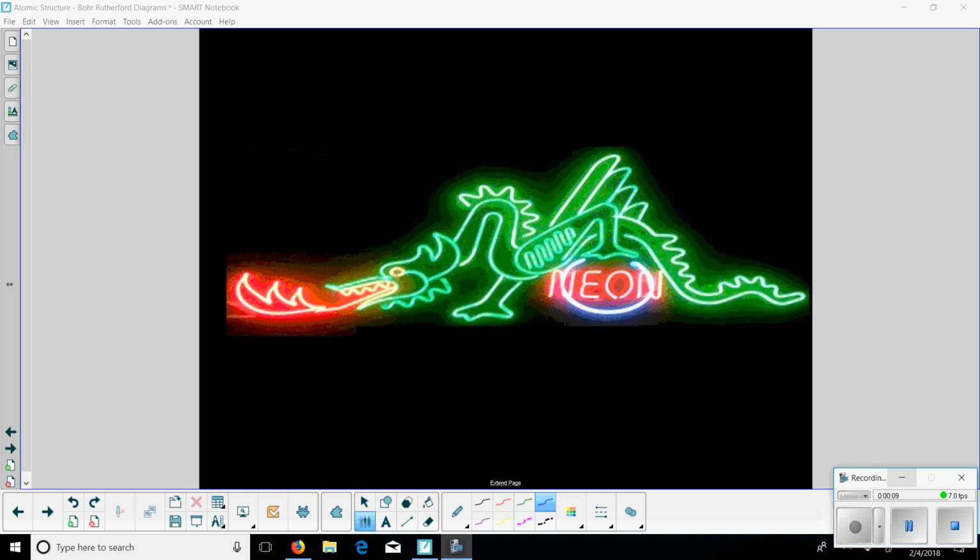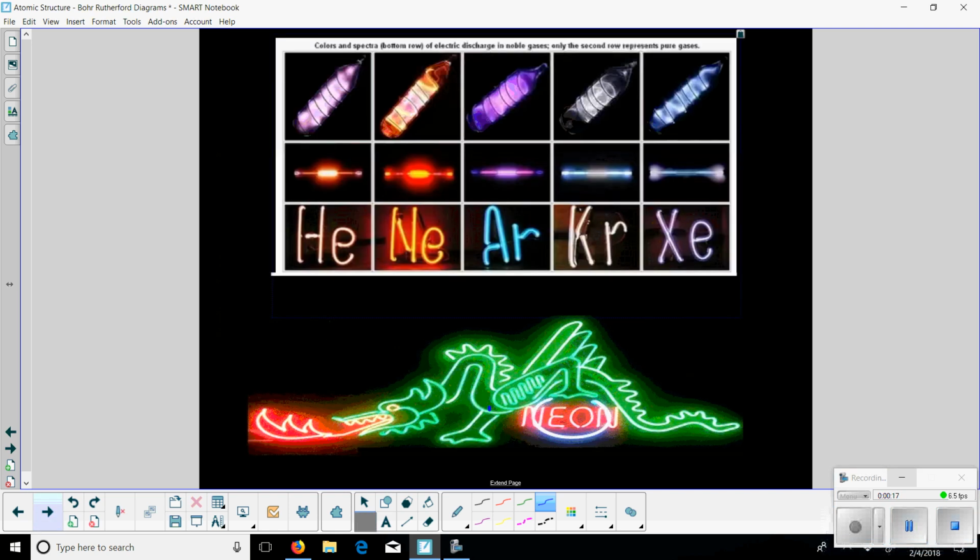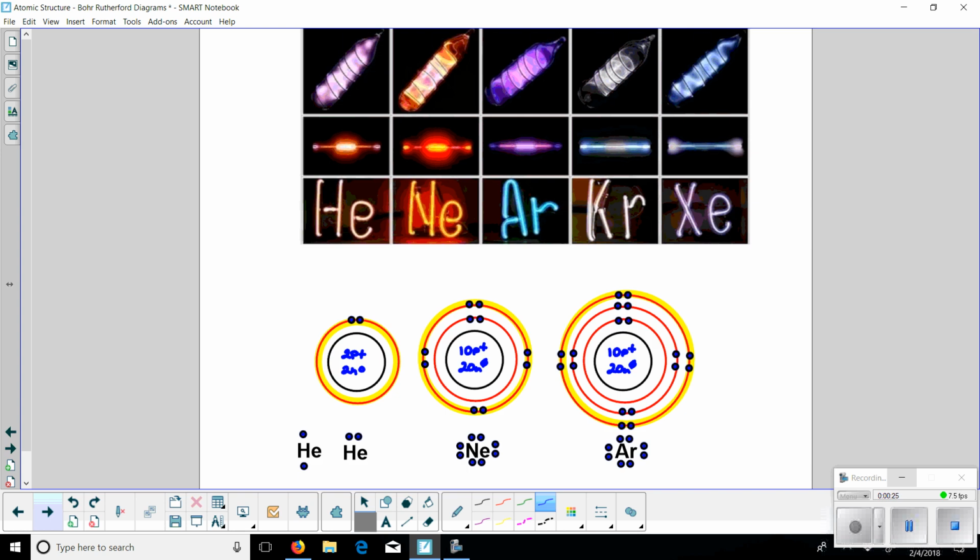So what I have here is a picture of a neon sign. The reason I chose the neon sign is because neon is a member of the noble gas family. And we know that the noble gases are very chemically inert. In other words, they don't like to react with other elements. Well, what is it? The reason is because of the electron configuration of these elements.